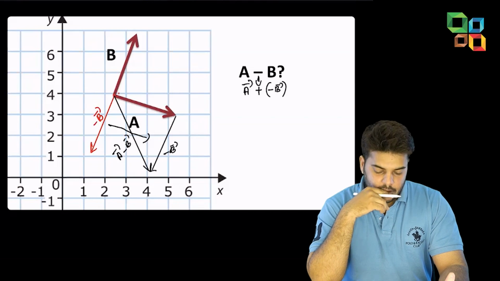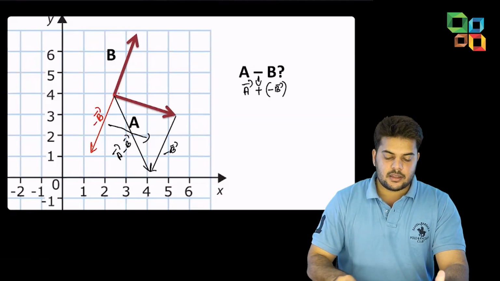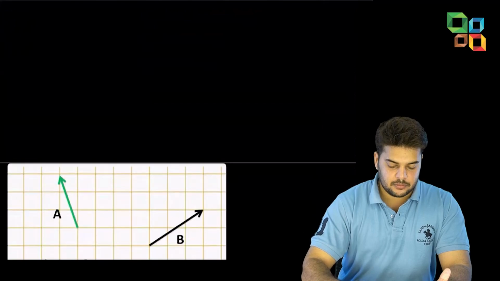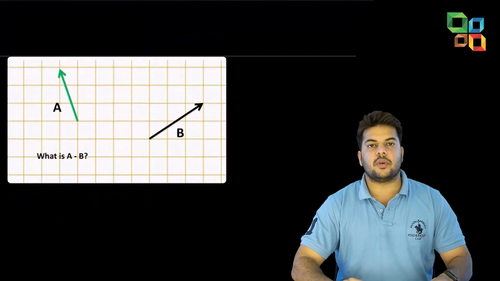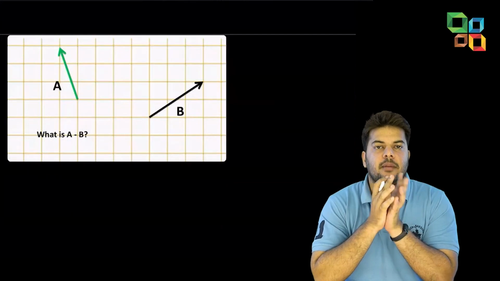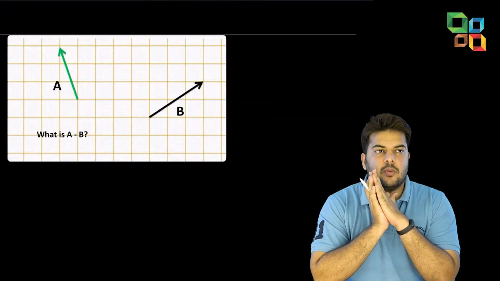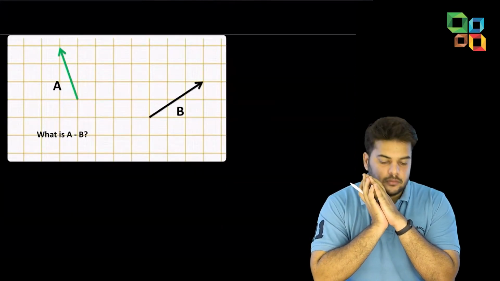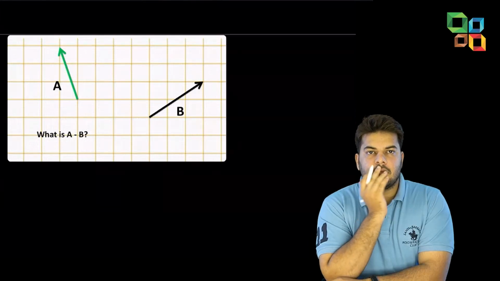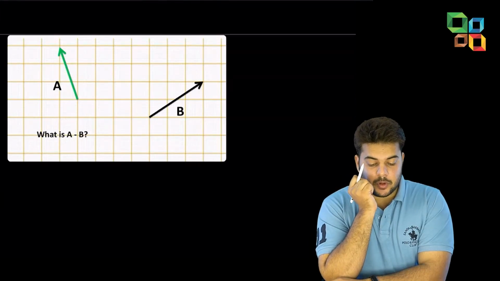Correct? Now, let's look at this picture again. Or let me draw another picture for you. Oh, how about we use it over here? Can you find A minus B in this case? Just to follow the rule blindly, we'll see what we get now. Can you find A minus B? So A minus B is what we're doing, right?